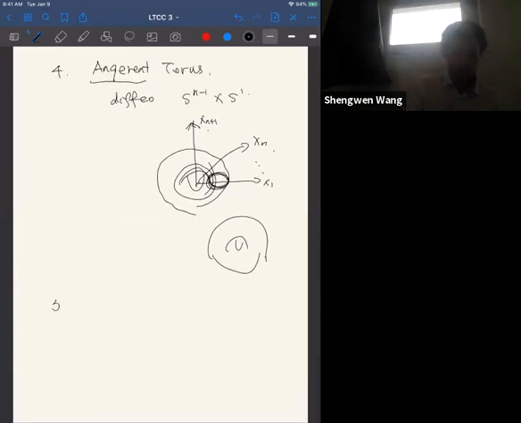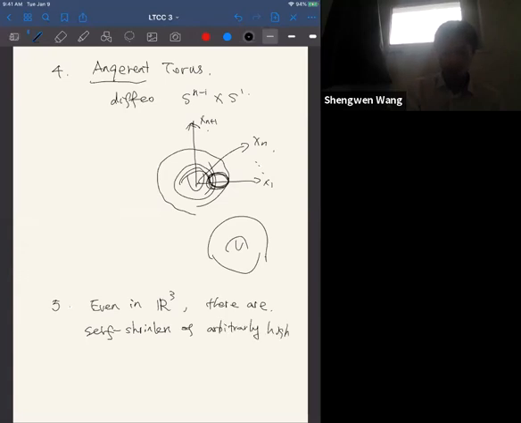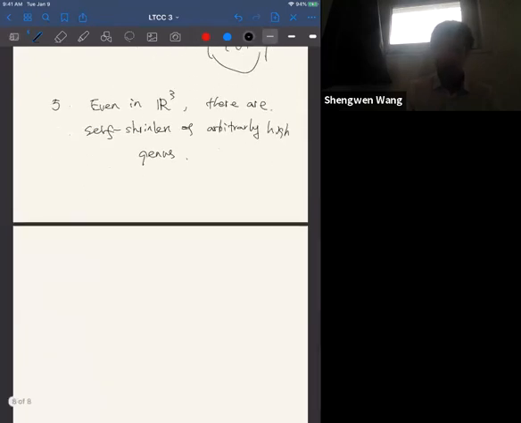Also, I will mention that even just in dimension 2 in R^3, there are self-shrinkers of arbitrarily high genus. So there are a fruitful number of examples. The singularities can be quite complicated. They can be modeled on quite complicated self-shrinkers for mean curvature flow.